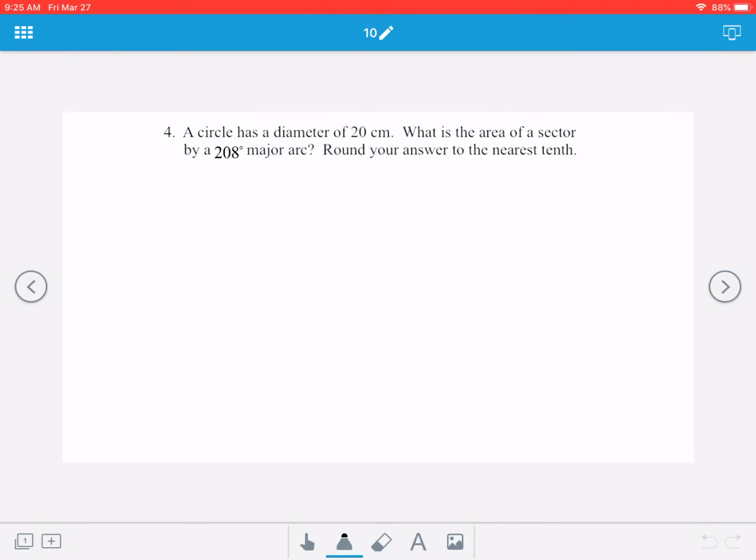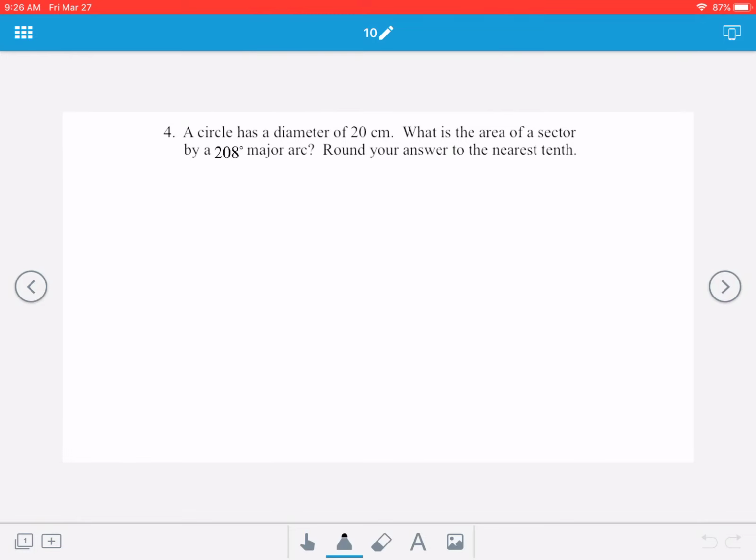A circle has a diameter of 20 centimeters. What is the area of the sector by a 208 major arc? Round your answer to the nearest tenth. I want you to pause the video and try this one here on your own. How was that if you didn't pause it?